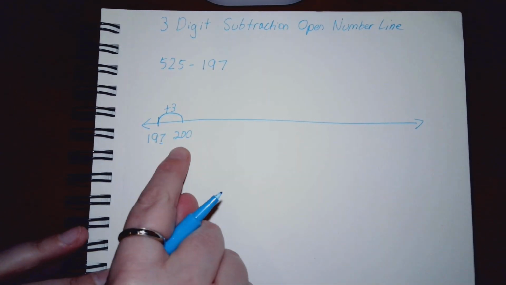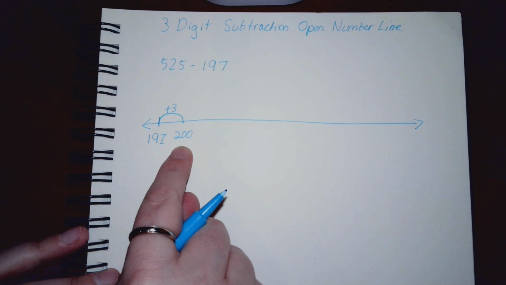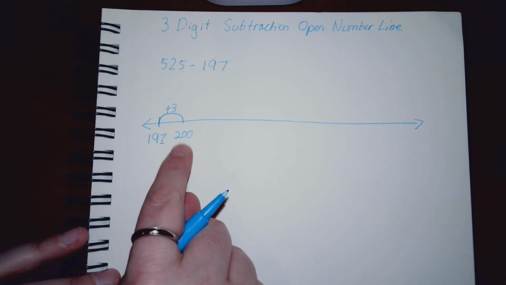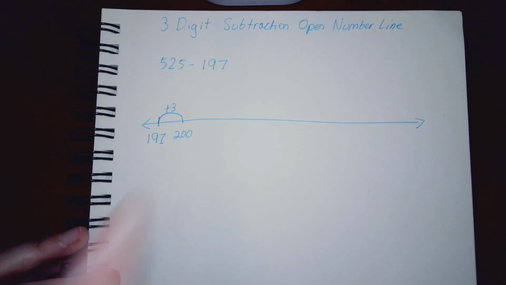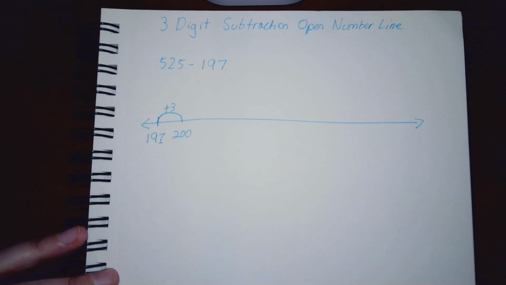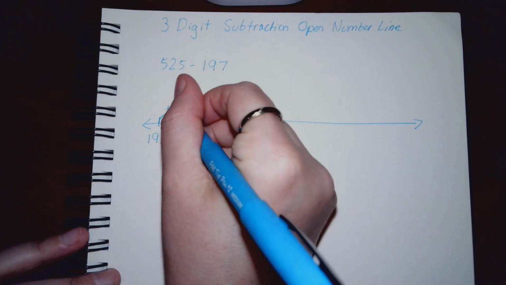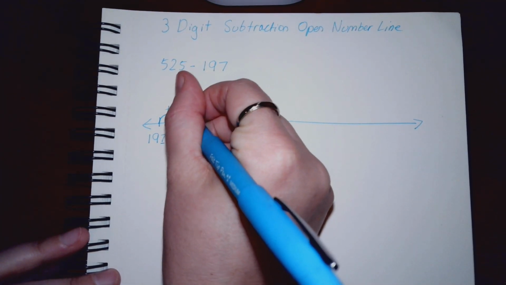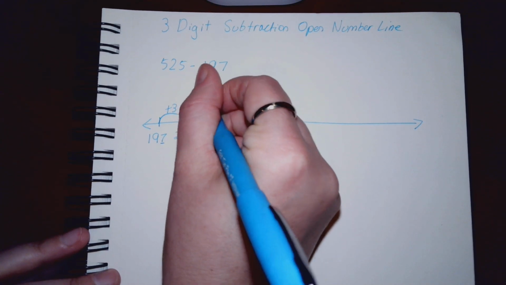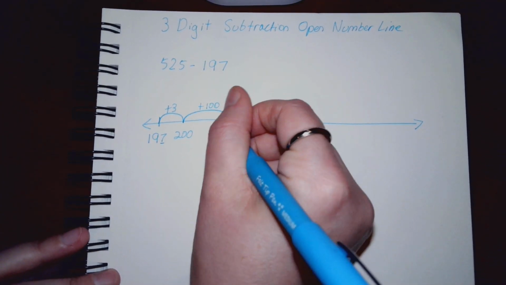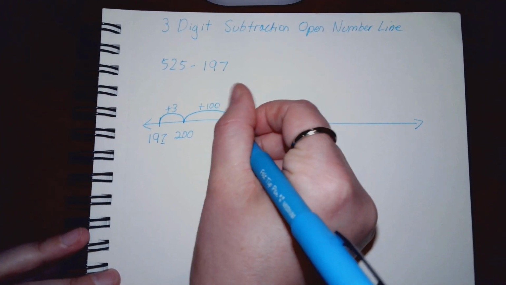Now, the difference between doing this and what we were doing before with 2-digit subtraction on the open number line is that we're going to make hops of hundreds. Your hops of hundreds should be a little bit larger, but you don't want to make these too large or you're going to run out of space on your open number line. So we're at 200. Let's make a hop of 100, which would get me to 300.